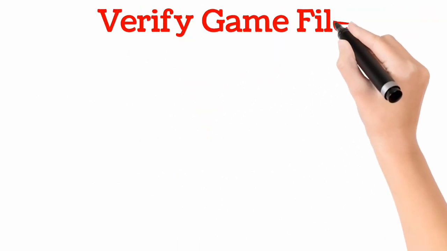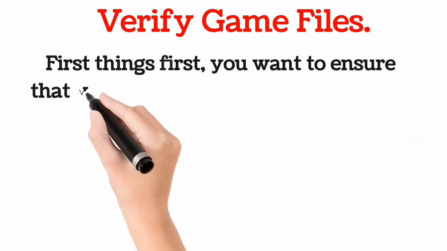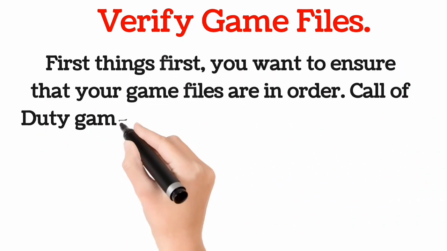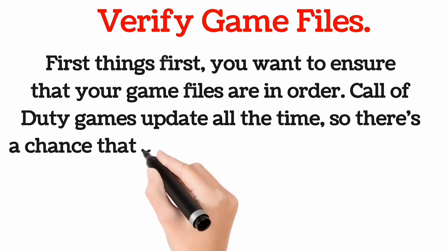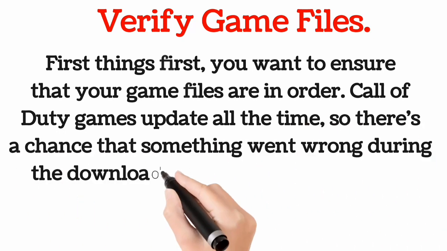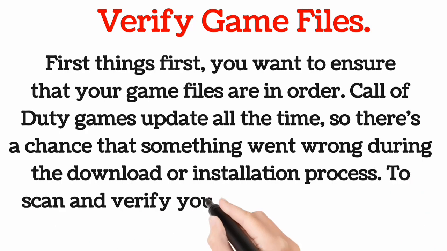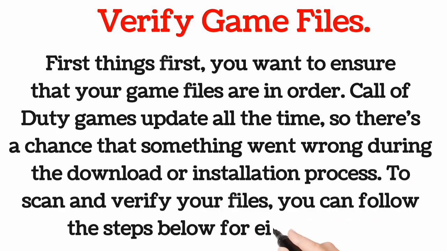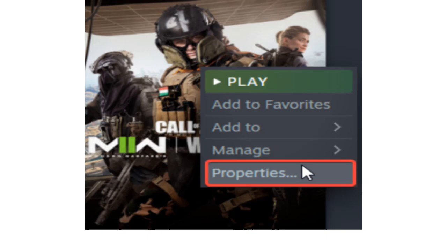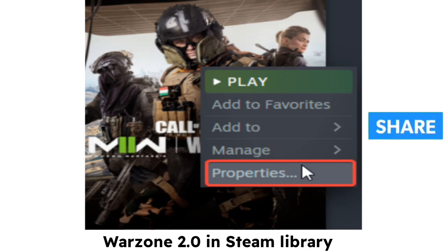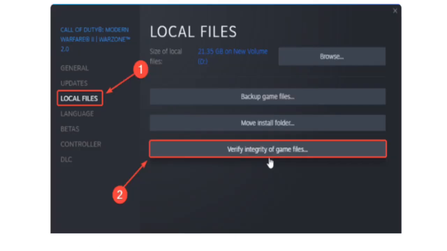Verify game files. First things first, you want to ensure that your game files are in order. Call of Duty games update all the time, so there's a chance that something went wrong during the download or installation process. To scan and verify your files, you can follow the steps below for Steam. Now open Steam, and navigate to your library. Right-click on Call of Duty Warzone 2.0 in your library. Click Properties. Now select the Local Files tab. After that, click on Verify Integrity of Local Files.